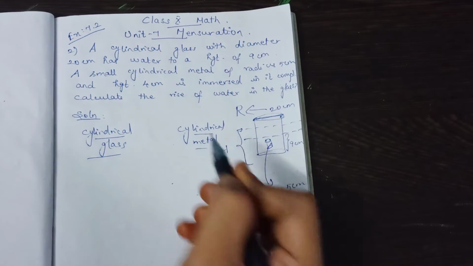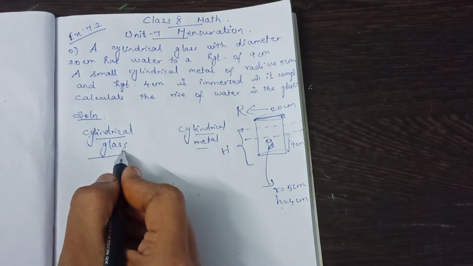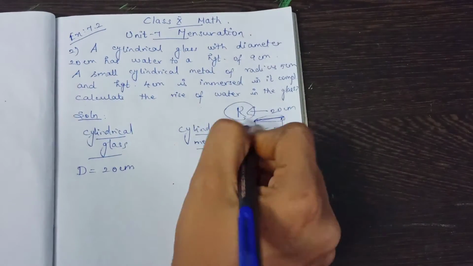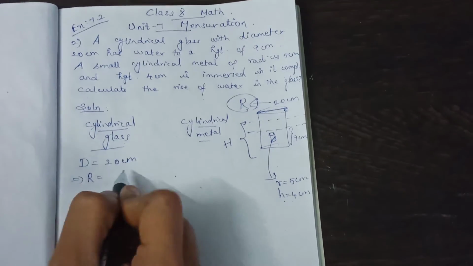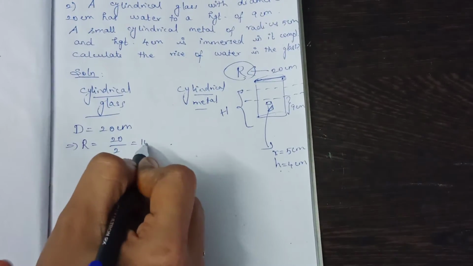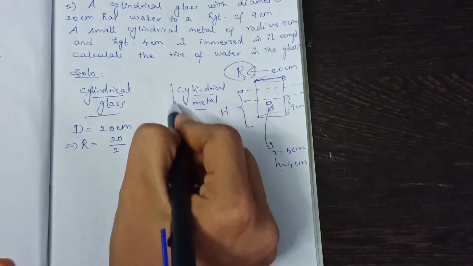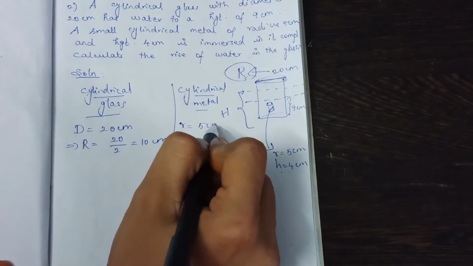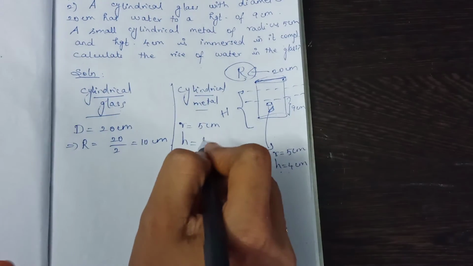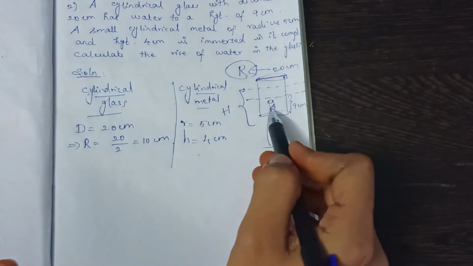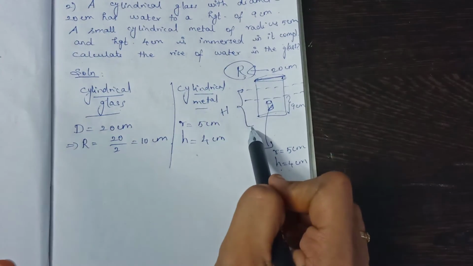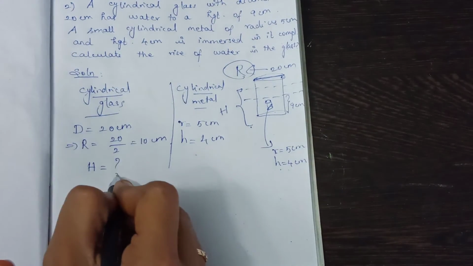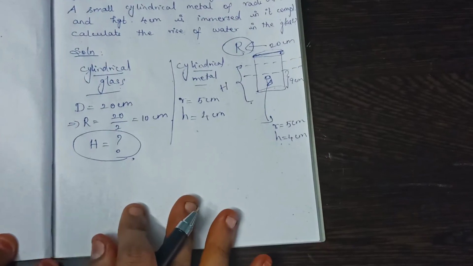So let us write what the given data are. For the cylindrical glass, diameter is given. So D equal to 20 centimeter. Therefore, radius capital R equal to 20 by 2, that is equal to 10 centimeter. Now for the cylindrical metal, radius small r is given to be 5 centimeter and height small h is given to be 4 centimeter. Now we need to find the rise in water level, which is denoted by capital H. That means the height of the rise in the cylindrical glass. That is what we have to find. So let us find this.